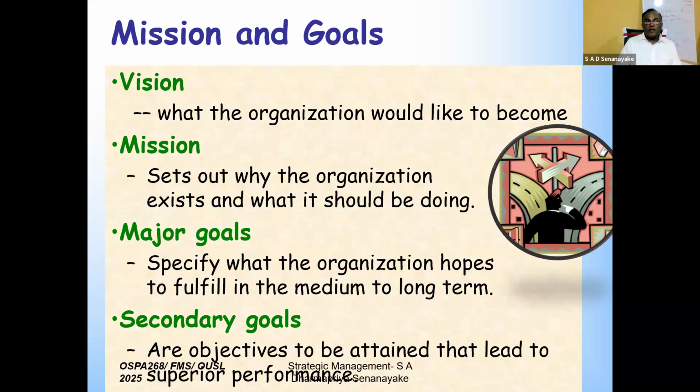And when we address mission, how are we going to achieve this vision? It sets out why the organization exists, what we are, why the organization exists and what it should be doing. This comes with the mission. The Openness is addressing open and distance learning to achieve its mission, the lifelong learning of people in the country.